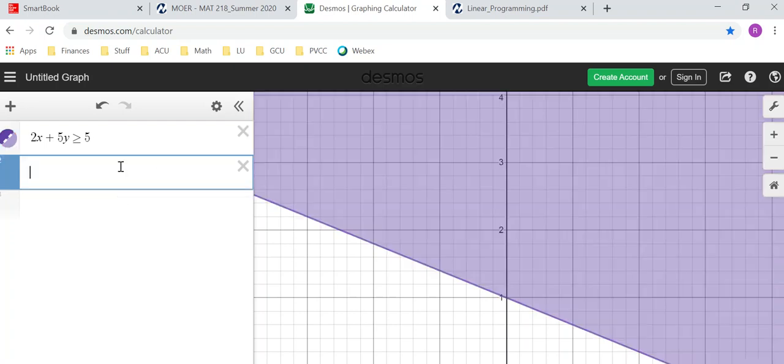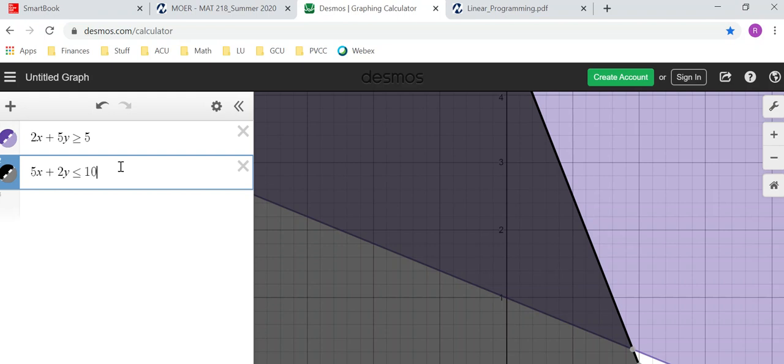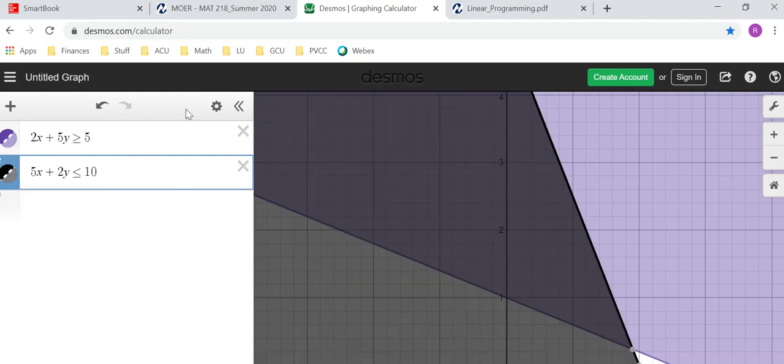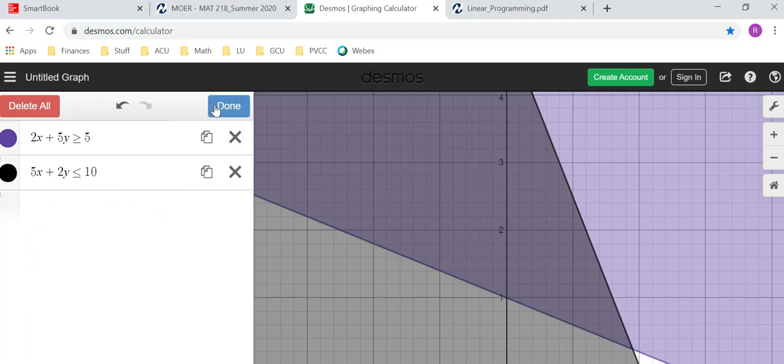Let's go to the second inequality, or constraint. The second constraint was 5x plus 2y. So 5x plus 2y is now less than or equal to 10. And it's shaded. I don't like that color, so here's what I'm going to do. I'm going to click. Okay, let's go to edit. Oh, we'll just keep it that color.